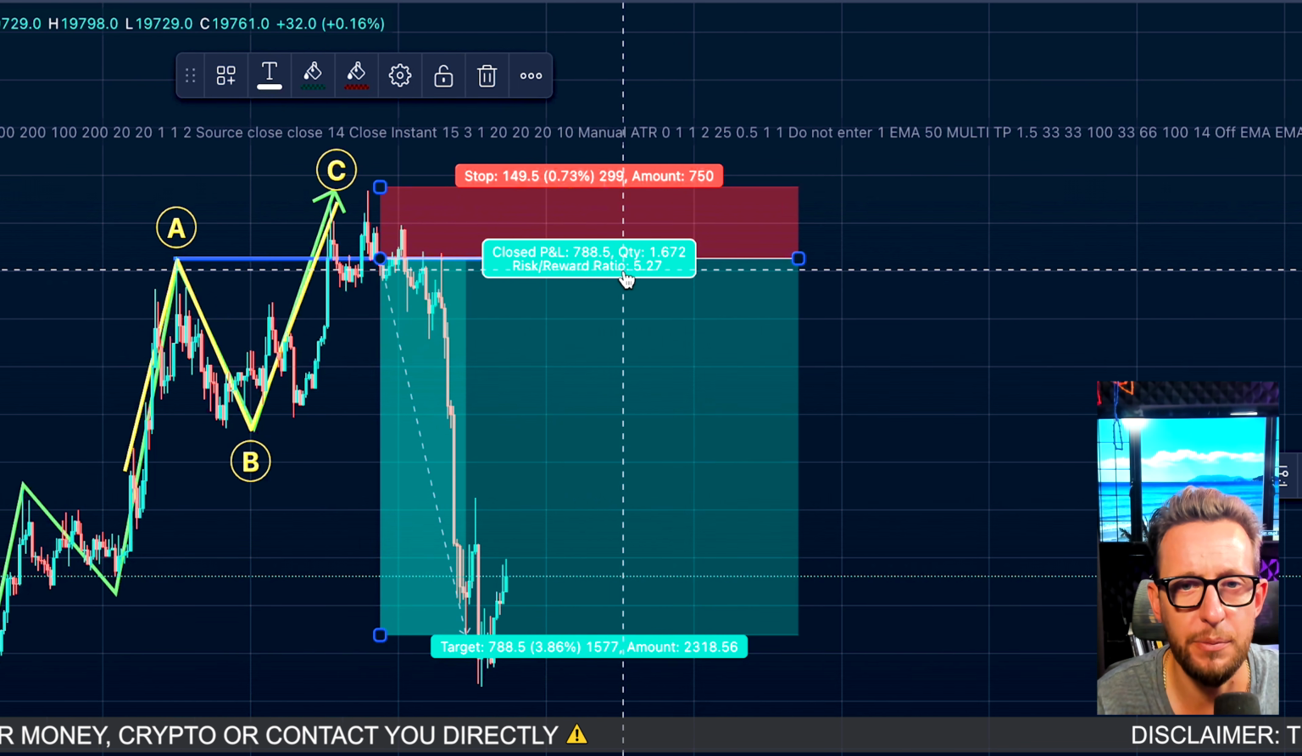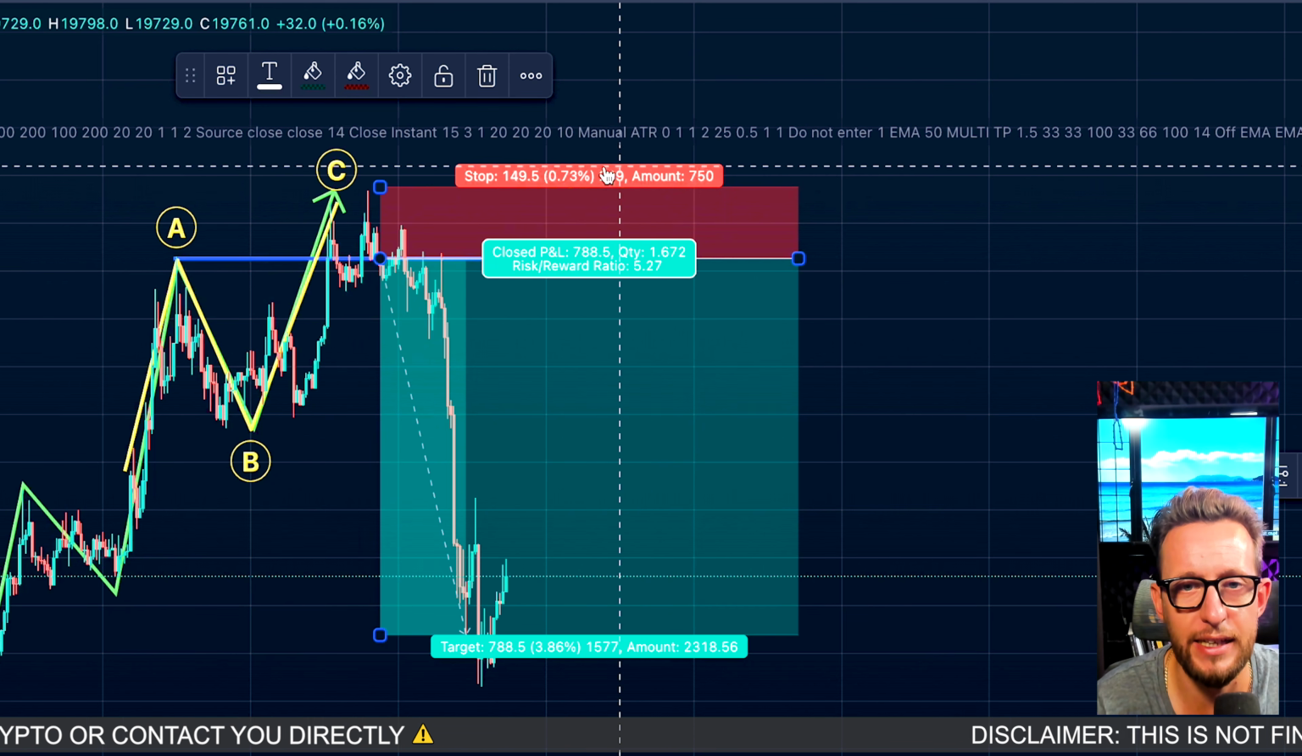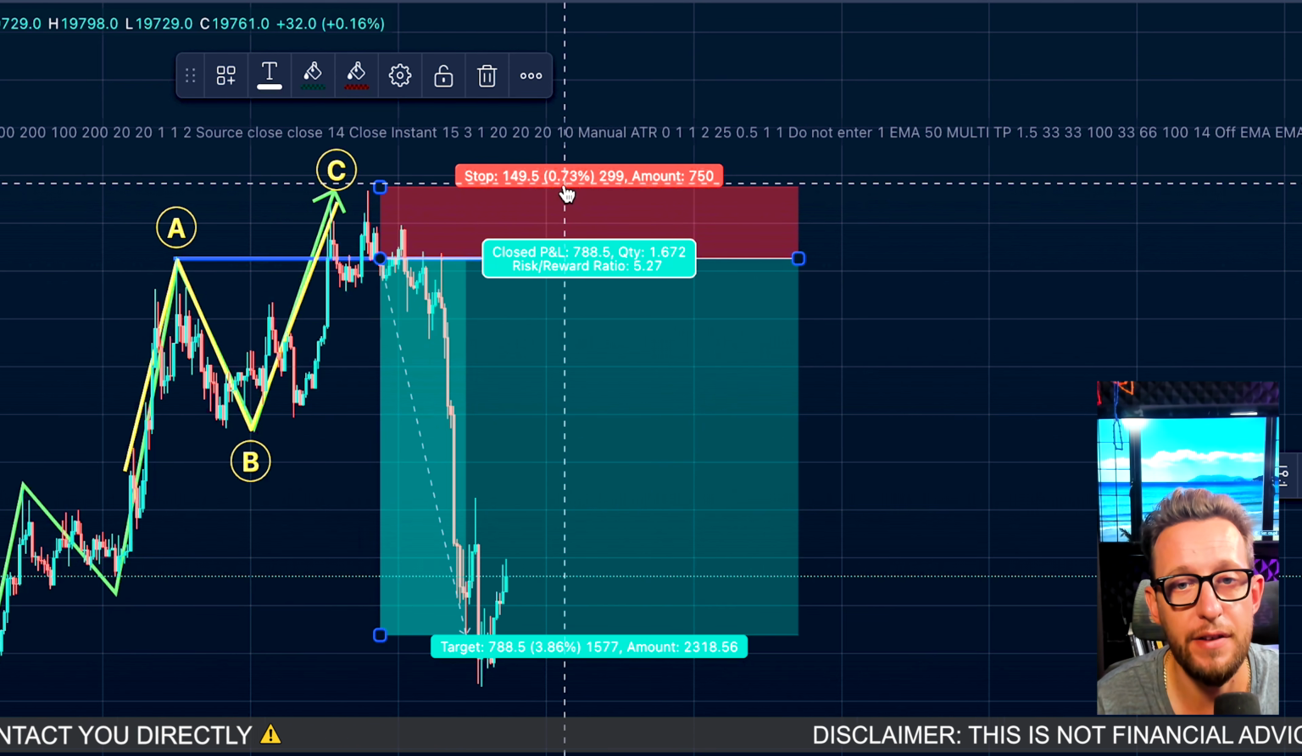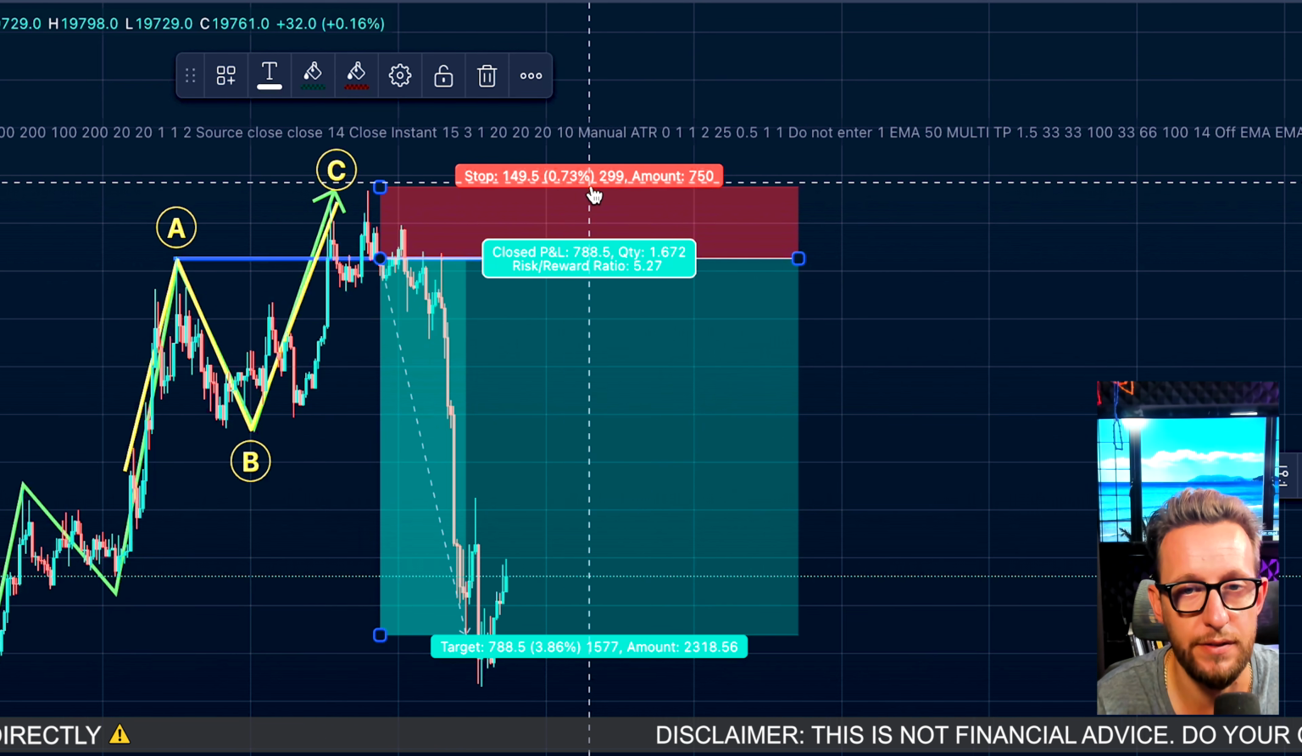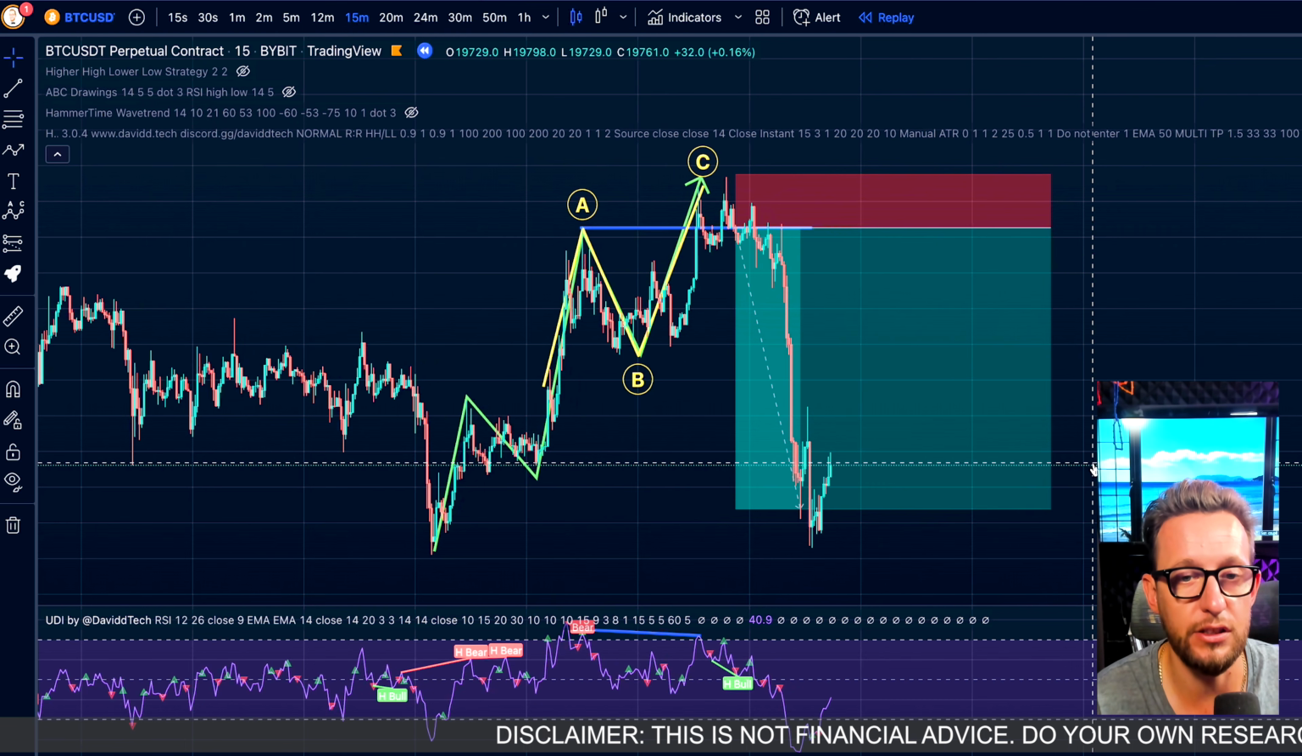As you can see, this one would have been a risk to reward of 5 at least, and we only had a very small stop loss of 0.73%. So absolutely fantastic trading strategy.